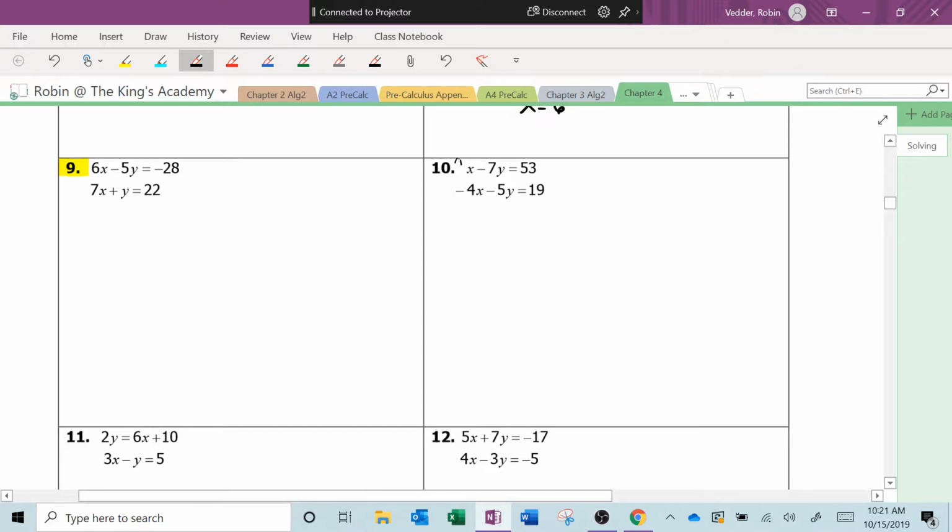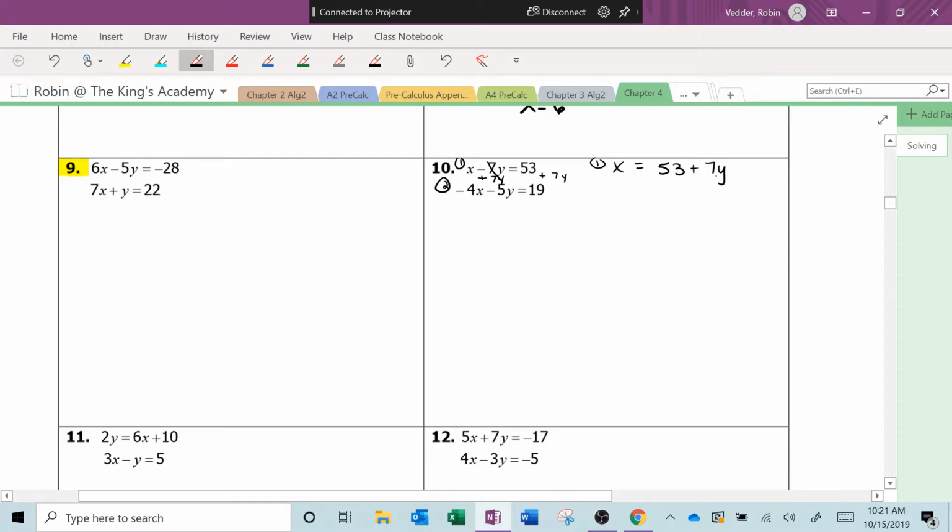Which variable in which equation looks easiest to solve for? Equation one, and which variable, x or y? X, right? It's just 1x, so that looks like the easiest. So first, take a look at both of your equations and see which one looks easiest to solve for. So we know that x is easiest to solve for. I can get it by itself by adding 7y to both sides. And we get, for equation 1, that x equals 53 plus 7y.